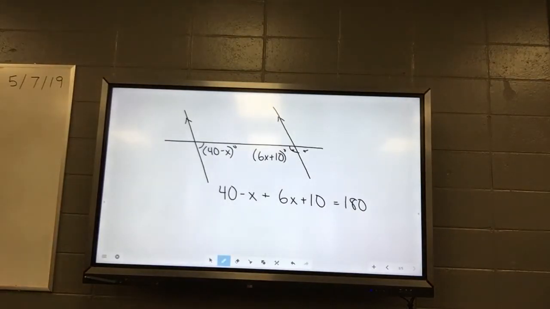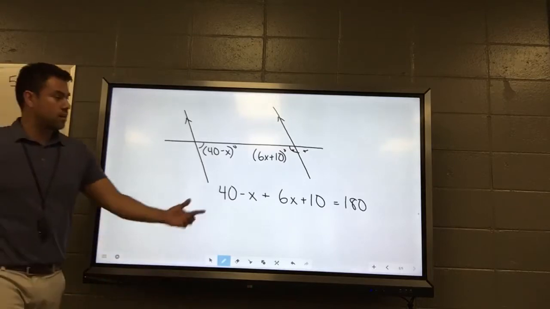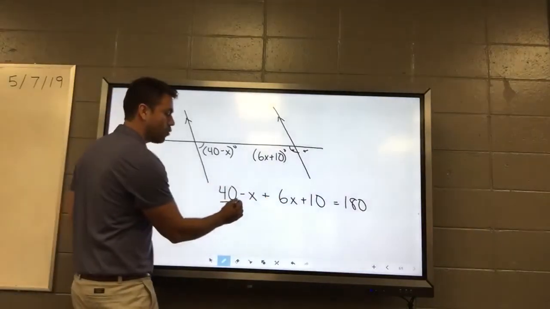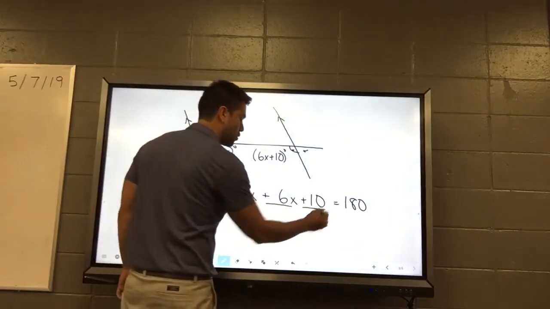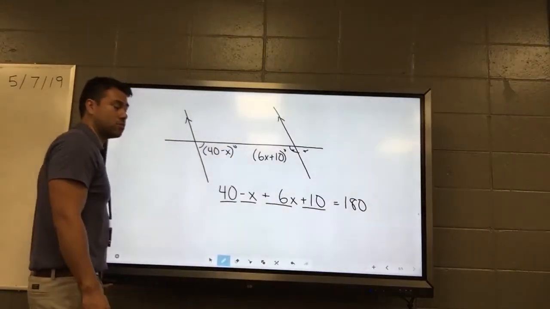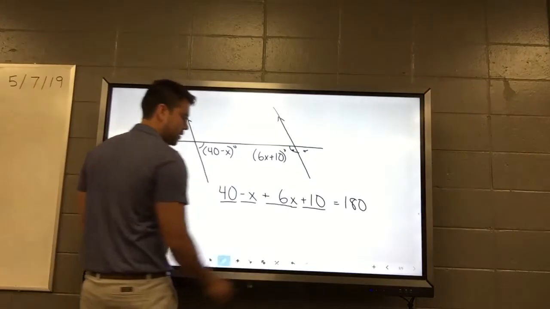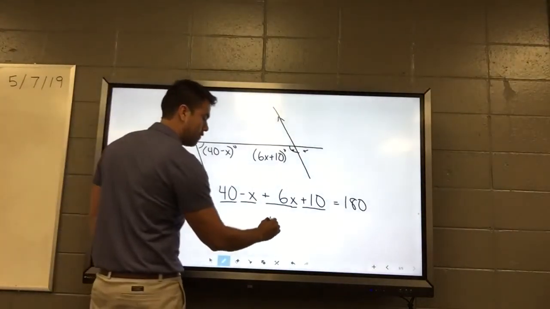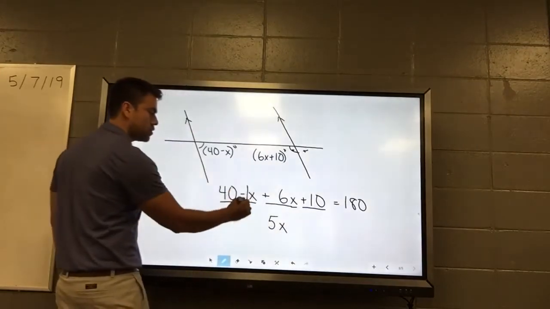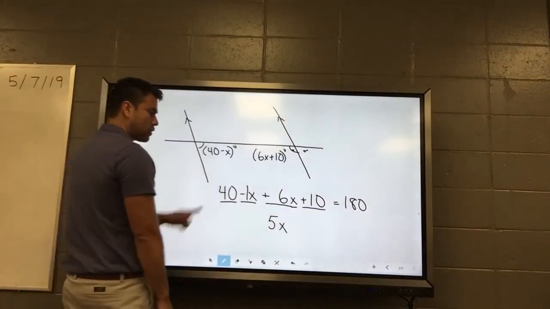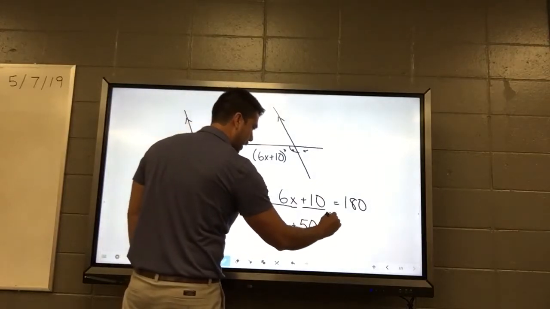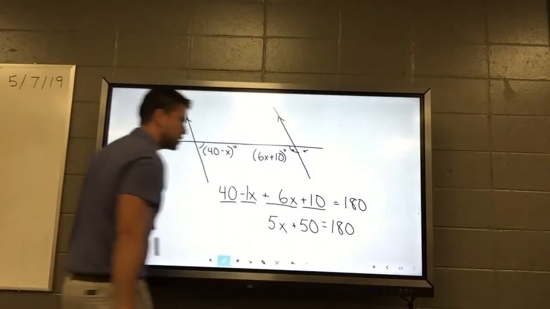What do you do on this one? Combine like terms. How many terms do I have here? 1, 2, 3, 4 terms. Are there any like terms? What's negative x plus 6x? 5x. And you're like, how'd you get 5? Well, there's a negative 1 there. What's 40 plus 10? Good, 50. And that equals 180. Go ahead and solve for x.